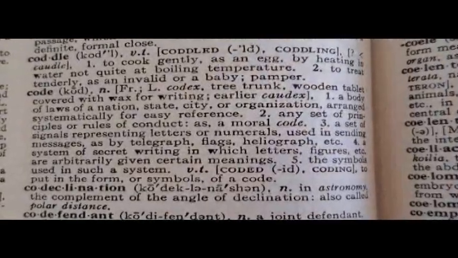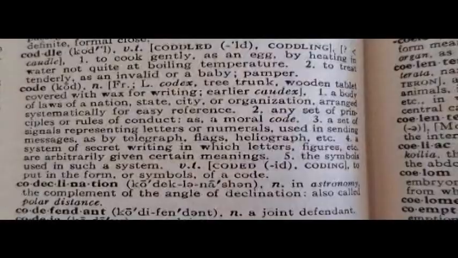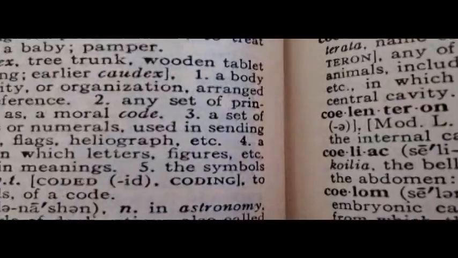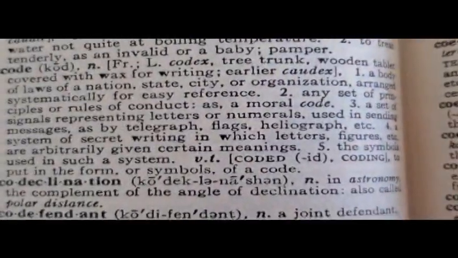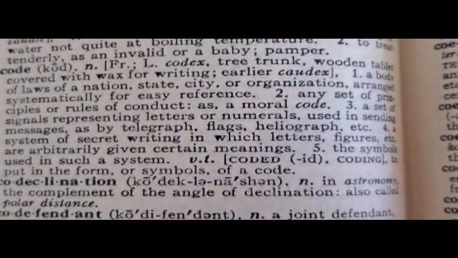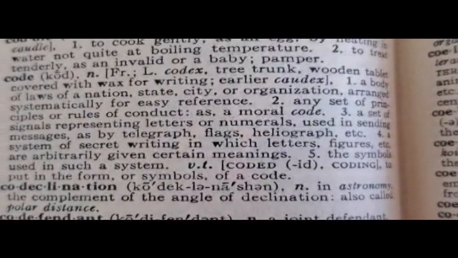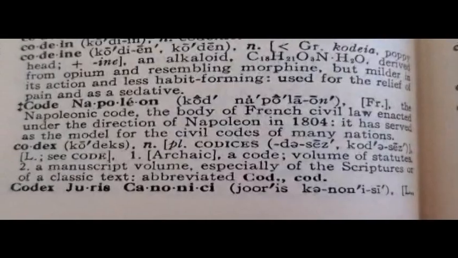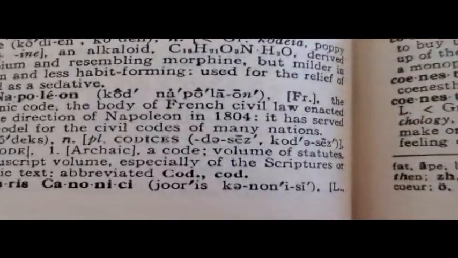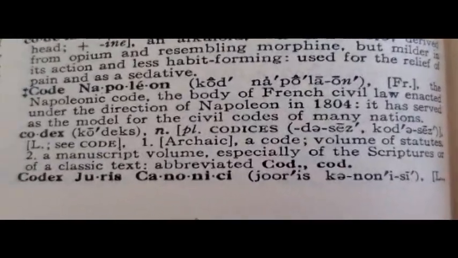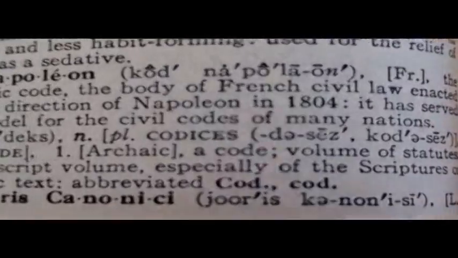So we're going to look at the word code also. I'm moving down to number 4 here to the right side. It says a system of secret writing in which letters, figures, etc. are arbitrarily given certain meanings. And I'm skipping down to the word codex, and it says in archaic, a code, volume of statutes, manuscript, volume, especially of scriptures, or of a classic text, abbreviated COD, C-O-D.